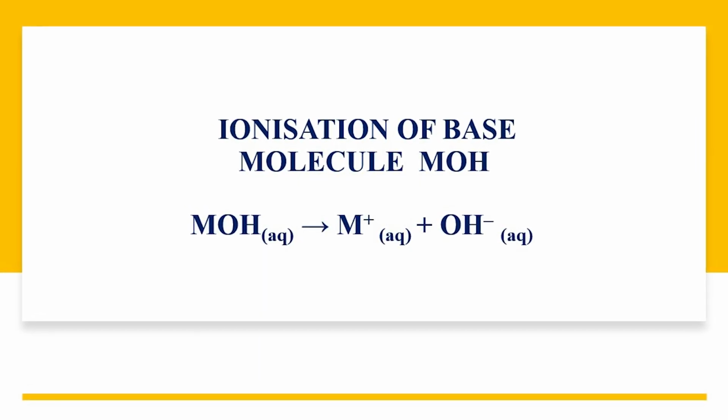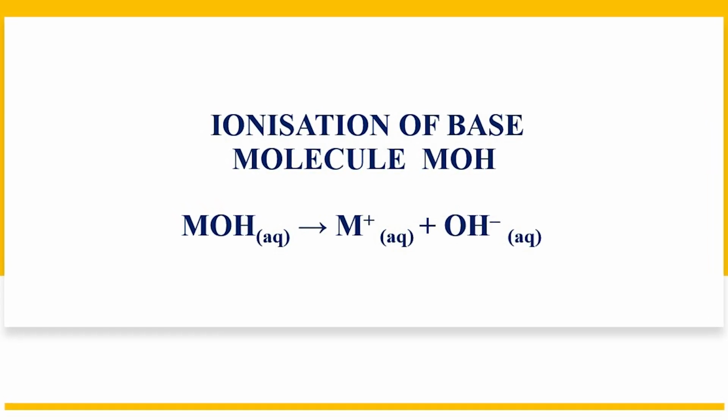Similarly, a base molecule like MOH ionizes in aqueous solution. According to the equation, MOH gives M plus plus OH minus. The hydroxyl ion also exists in the hydrated form in aqueous solution. So, in short, Arrhenius acids donate H plus ions in aqueous solution and Arrhenius bases donate OH minus ions in aqueous solution.